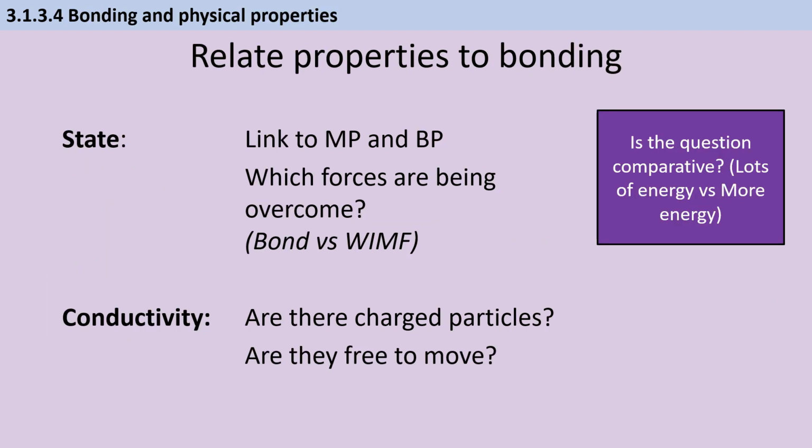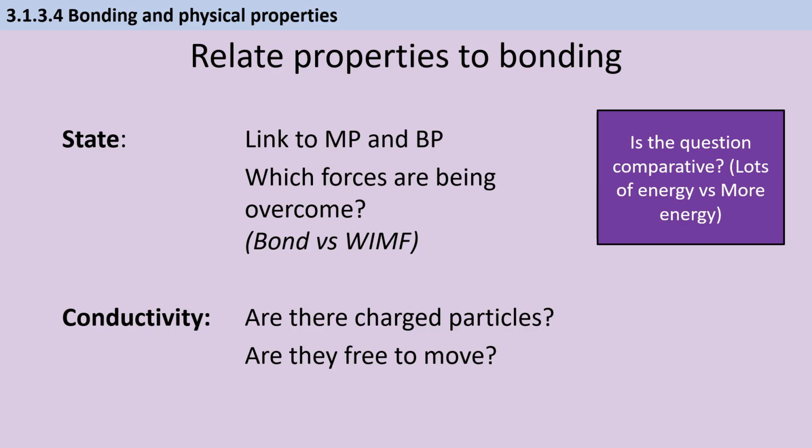In a question about properties, the first thing you want to ask yourself is, is this comparative or is it just about one substance? If you're asked why A has a higher melting point than B, you need to be talking in terms of it having more energy needed to overcome the forces. But if you're just asked why does A have a high melting point, then you need to be saying it takes a lot of energy to overcome those forces. It sounds like a really pernickety thing, but it will cost you marks in the exam.